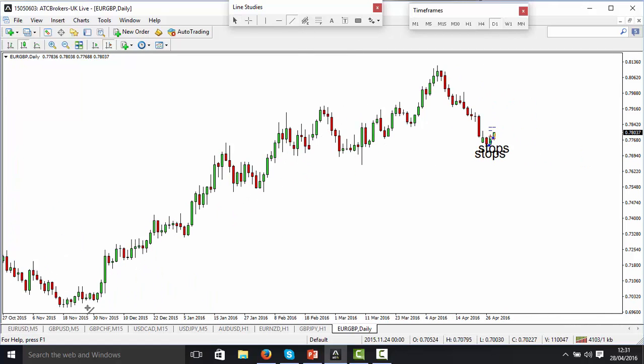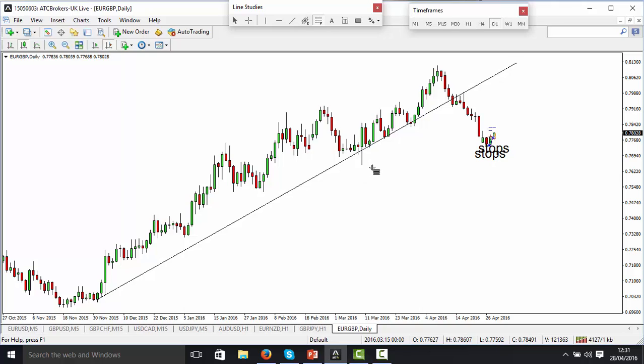Now, if you look at the daily time frame, it's very clear to see that we're trending up. We have had a retracement, and we've broken this trend line, but regardless of that, the longer term time frame is still very much in an uptrend.